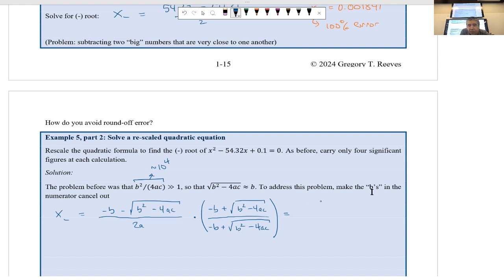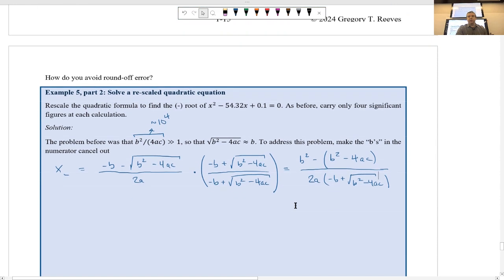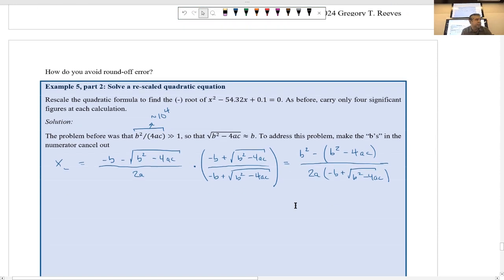If we do this maneuver, then in the numerator we get b squared minus quantity b squared minus 4ac. And in the denominator we have 2a times the opposite of b plus the square root of b squared minus 4ac. So when we do this maneuver, then we relieve the problem of having the square root in the numerator, and then the b squares cancel out. So I'm no longer subtracting off two numbers which are really close to each other. These numbers actually cancel out.